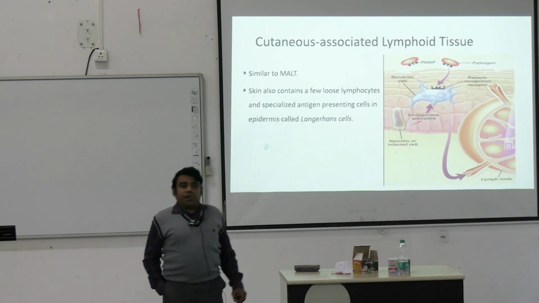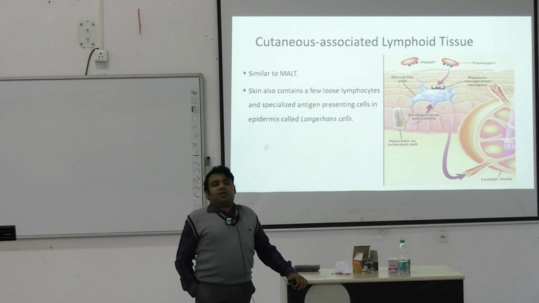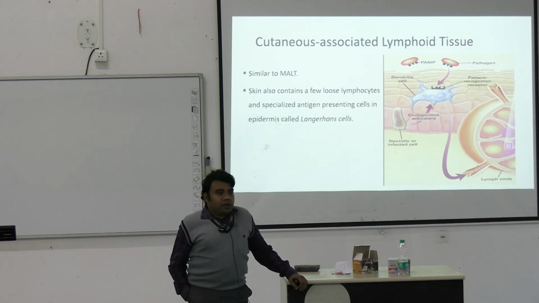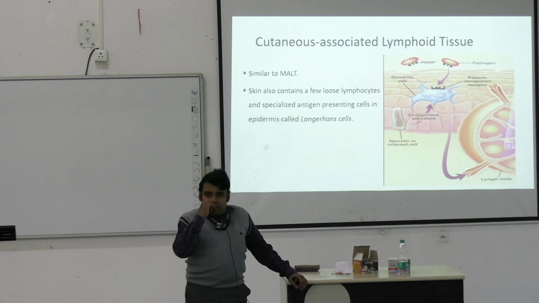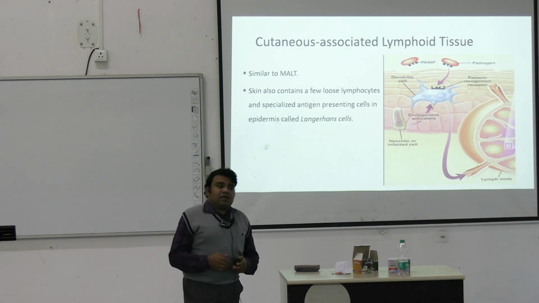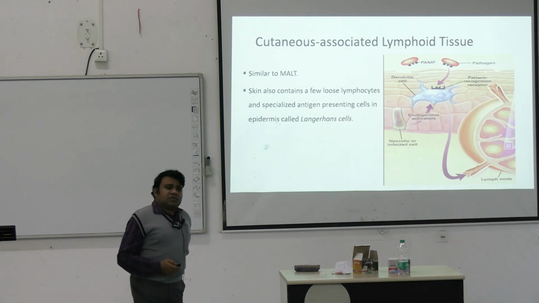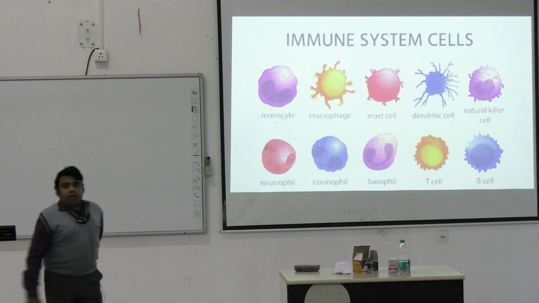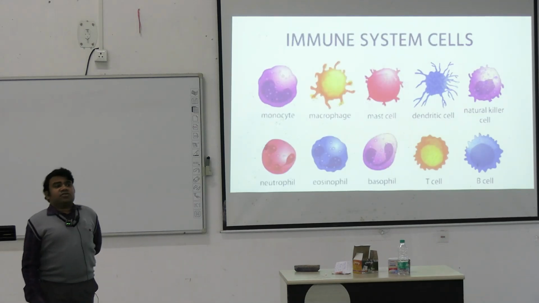Okay. Now, why is this important? If you remember, some of the vaccines are given by the subcutaneous route, and those vaccines are even more efficient. Why? Because whenever we give by the subcutaneous route, whatever antigen is given is processed by the dendritic cells, and then the activation based on that antigen happens. Understood? Okay. Now let us look at the cells of the immune system.